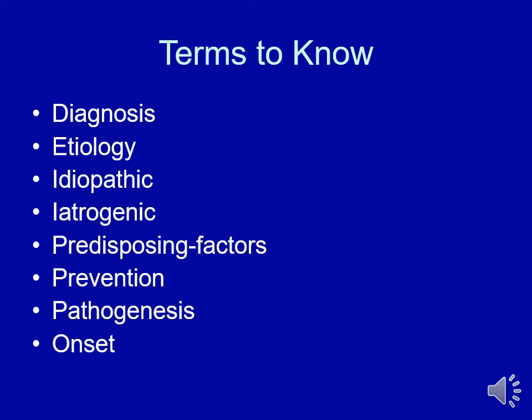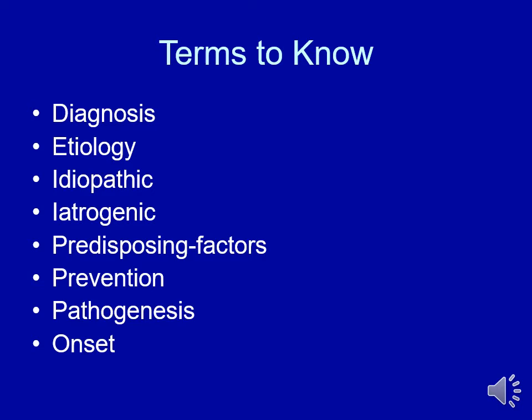Idiopathic refers to disease of an unknown cause. Iatrogenic, a treatment or procedure or an error that may cause a disease. A person that has a catheter in the hospital might be exposed to microbes that could lead to a bladder infection. Or you could have bone marrow damage due to a prescribed drug. So these are iatrogenic.